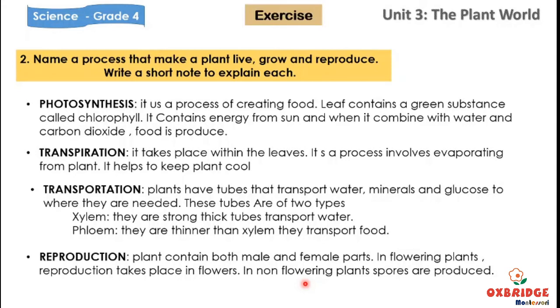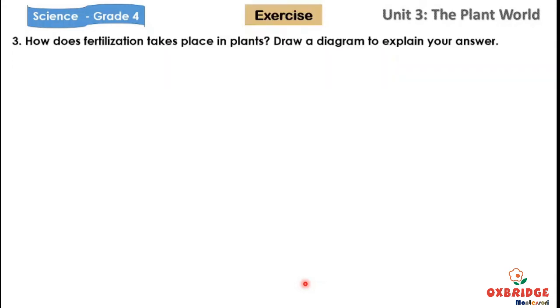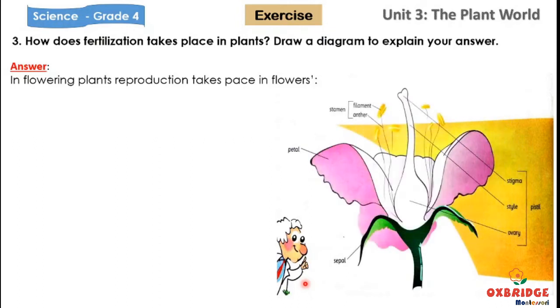Moving towards the next question, how does fertilization take place in a plant? Draw a diagram to explain your answer. So here is the diagram of a flower. You can see this is the female part of the flower and these filaments and anthers are known as male parts of the flower. So this one is ovary, style, stigma, known as female parts of the flower. On the other hand, the filament and anther, collectively known as stamen, are the male parts of the flower.